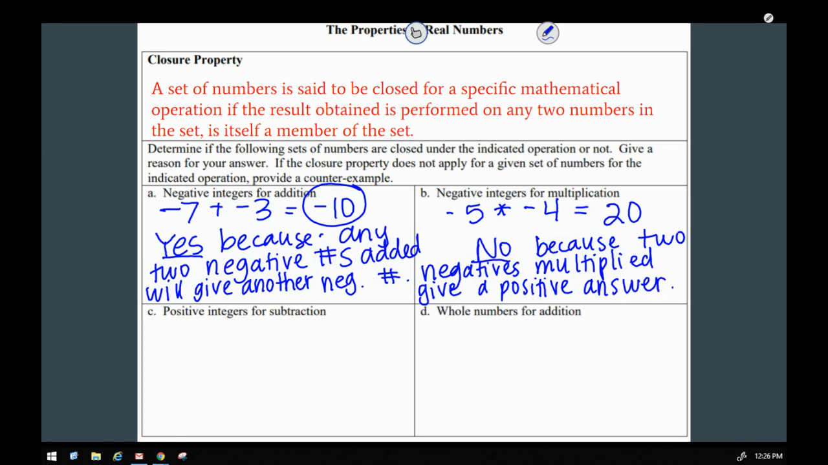So as you probably remember from geometry, negative 5 times negative 4 equals 20 is called a counter example. Ashley would be so excited that we're using those words again. Okay? So I want you to go ahead and try part C and part B without me. Remember, you're going to give me a yes or no, explain why, and if you say no, you have to give a counter example.